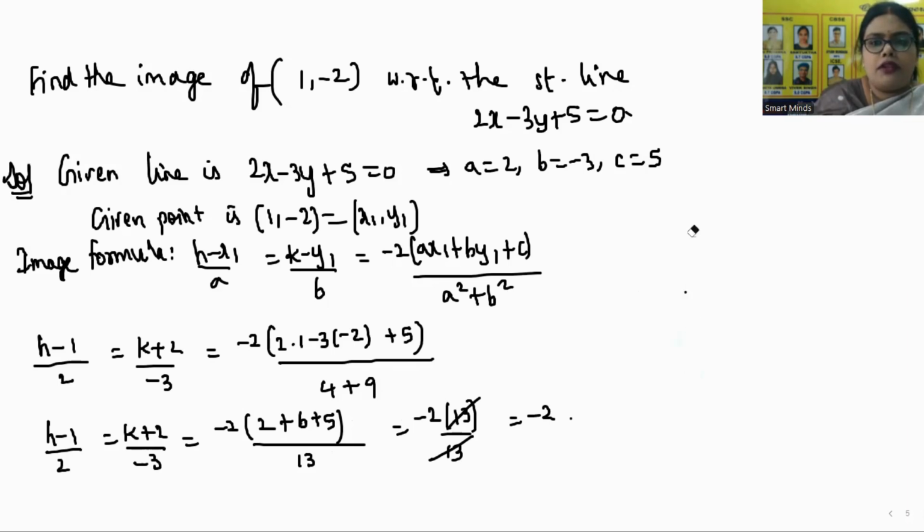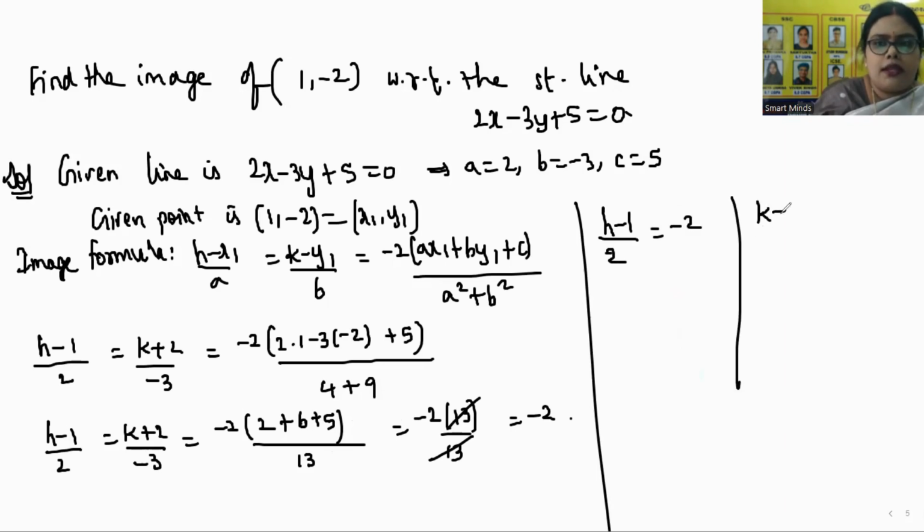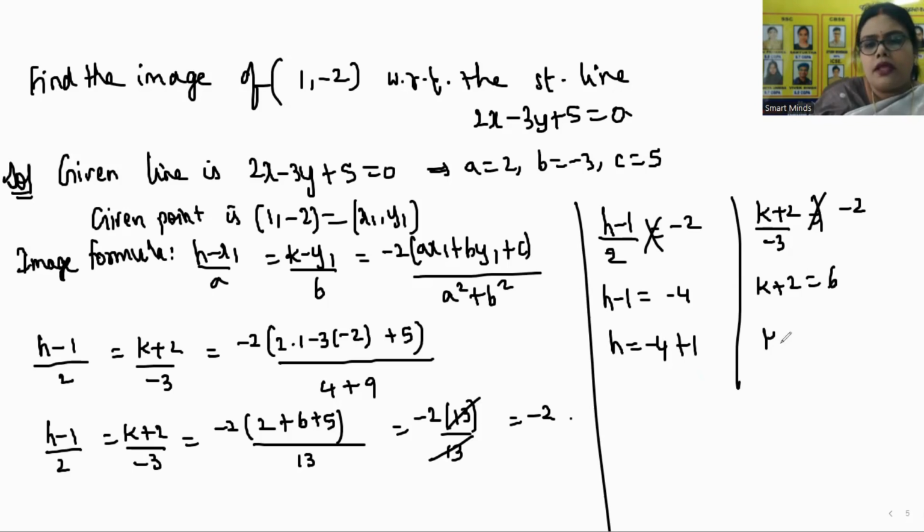Now we equate the first two terms to minus 2. So we get (h minus 1) by 2 equals minus 2 and (k plus 2) by minus 3 equals minus 2. Cross multiply. So h minus 1 equals minus 4, k plus 2 equals 6. So h is equal to minus 4 plus 1, k equals 6 minus 2. H is minus 3 and k is 4. So therefore the image is equal to (minus 3, 4).